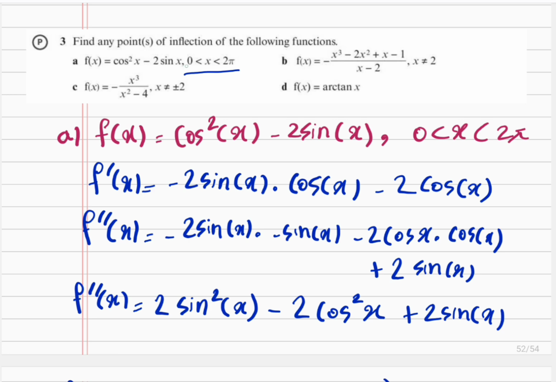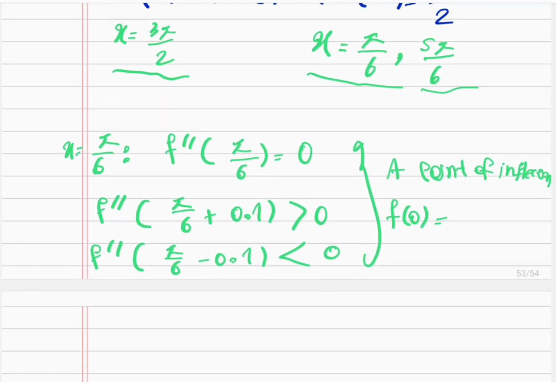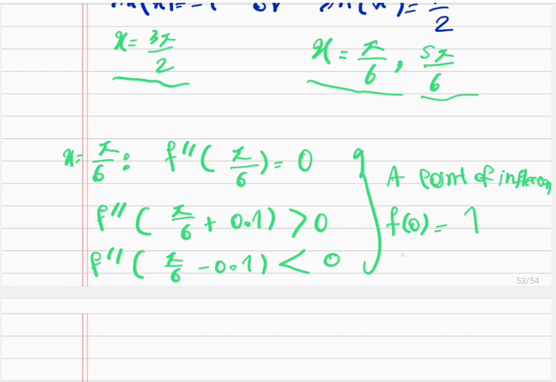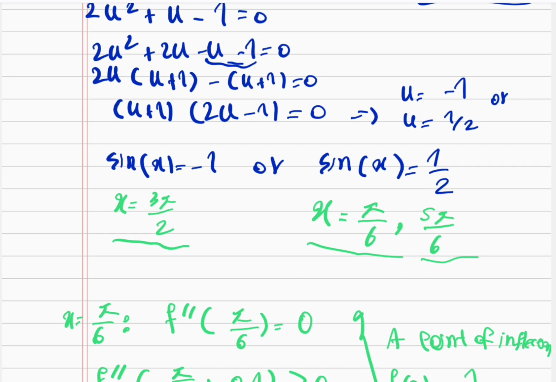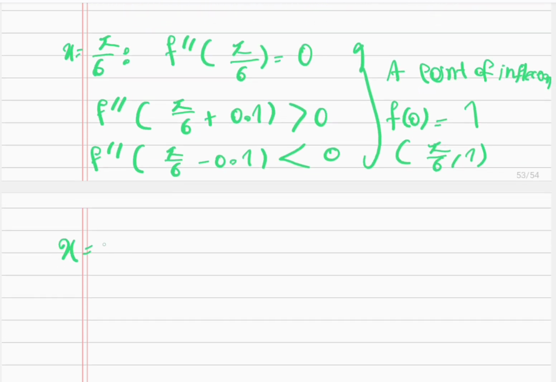So sine of 0 is just 0, and then cos of 0 is 1. 1 squared is 1. So we get 1. Basically, the point of inflection here is pi over 6, 1. That's the first one. Okay, the second one was when x is 5 pi over 6.